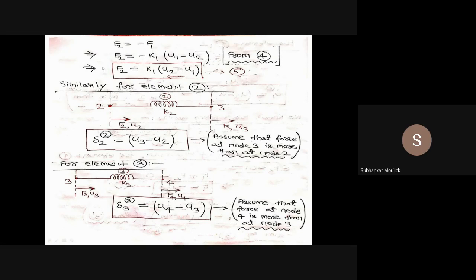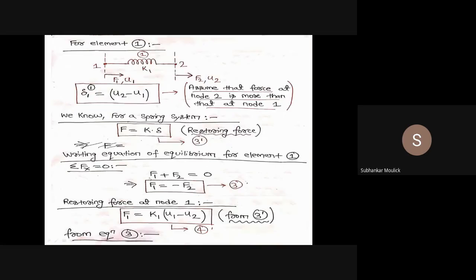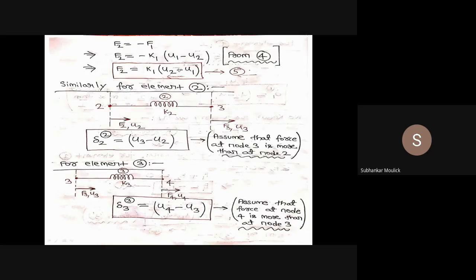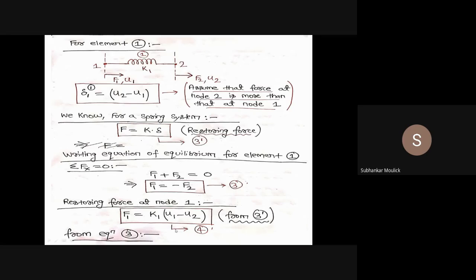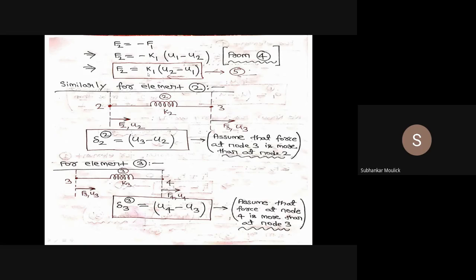When you consider force F2, that means you are looking from node 2. It is K1 into U2 minus U1. And when you consider force F1, looking from node 1, then F1 is greater than F2. It is K1 into U1 minus U2. So are equation number 5 and equation number 4 clear to you? Yes, sir. Fine. So F2 is K1 into U2 minus U1.